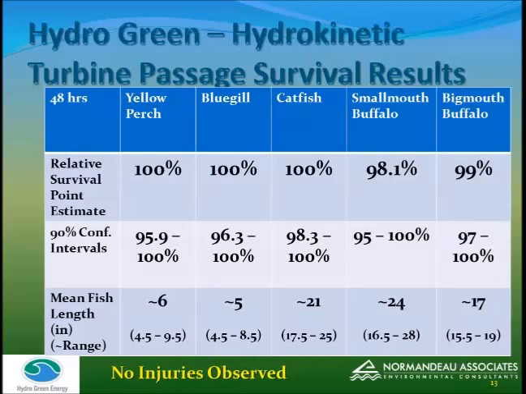We had very high survival as we anticipated because of the size of this unit and its slow revolutions per minute. Confidence intervals were pretty tight, and the size groups utilized are in the bottom row there. So the small fish, roughly 6 and 5 inches for those respective groups, and the ranges of 4.5 to 9.5 inches. And then the larger fish were in the 21 to 24 or 17 to 24 inch range, means, and then ranges of about 15.5 to 28 overall. So some big fish that we were handling through that unit.